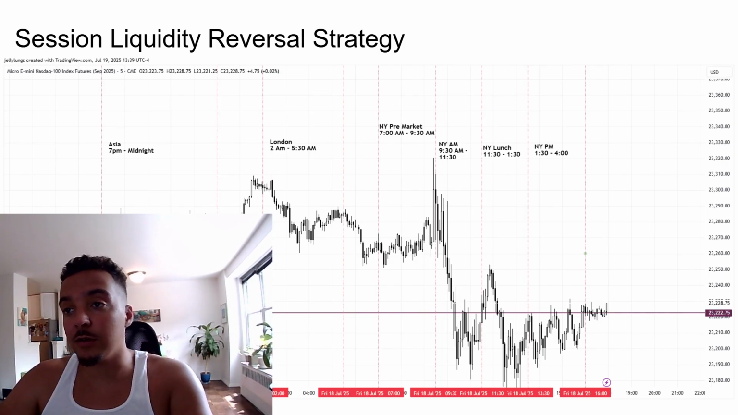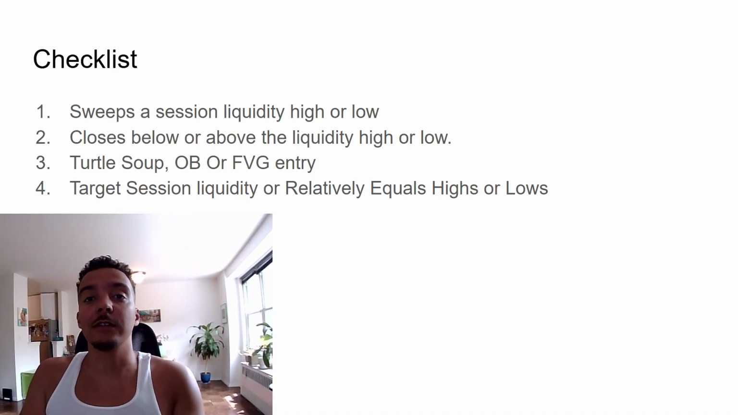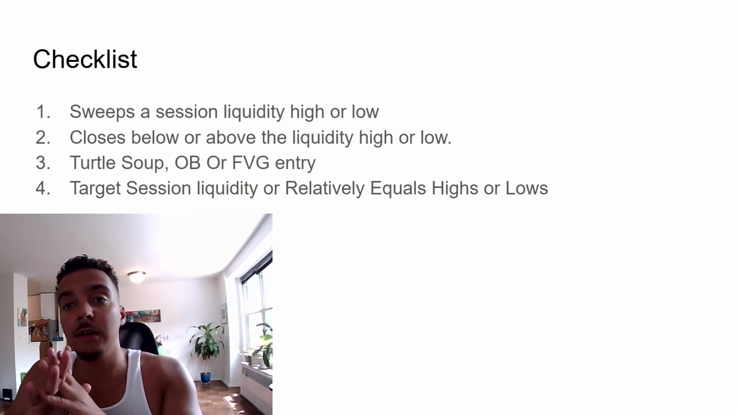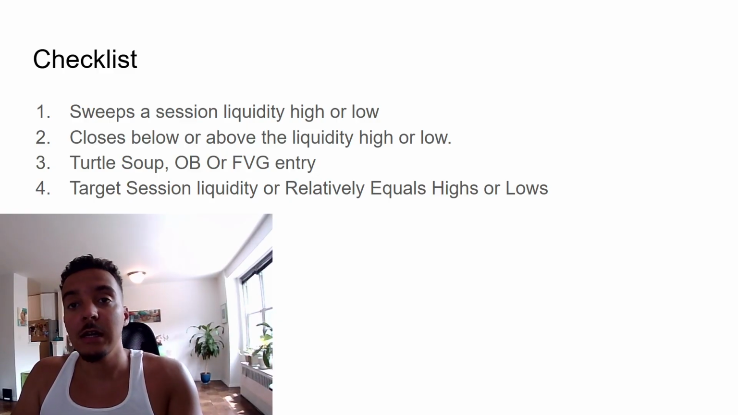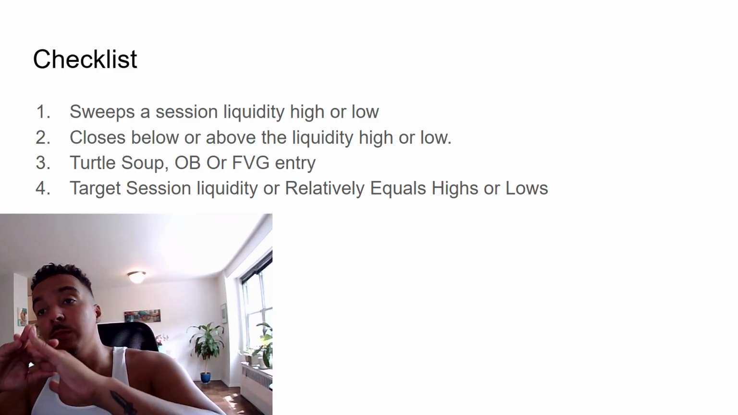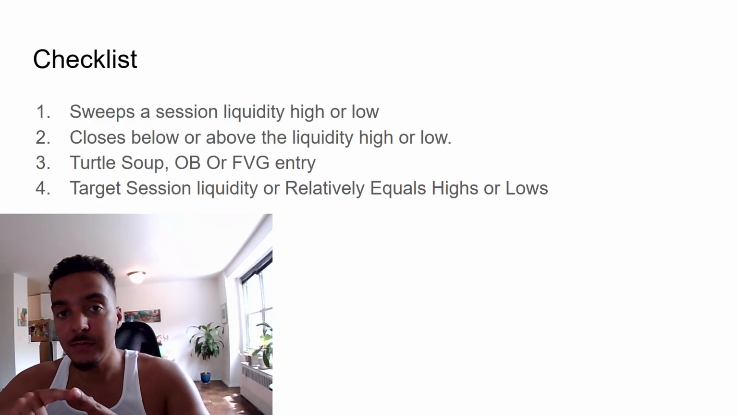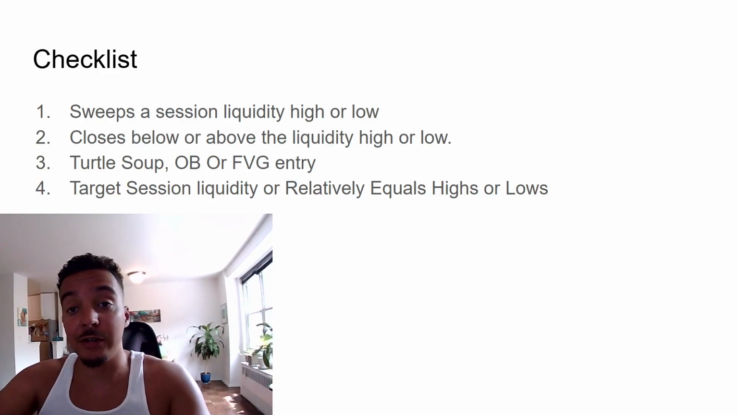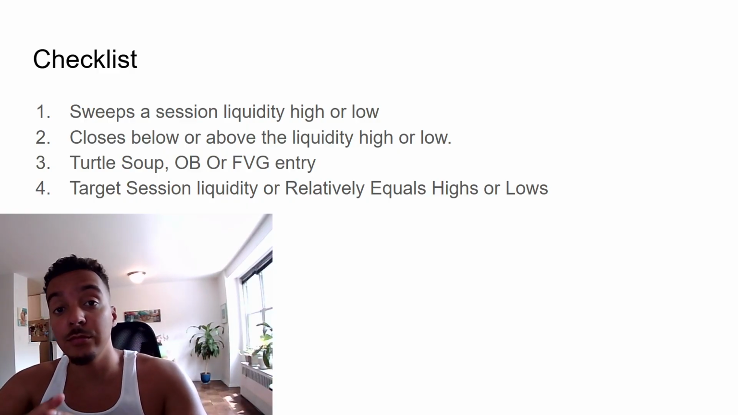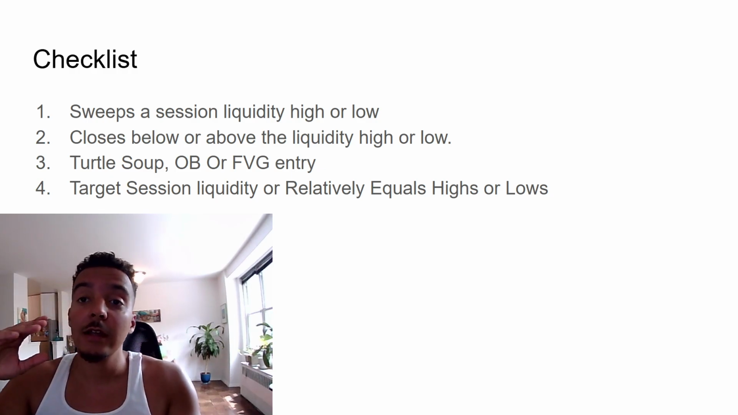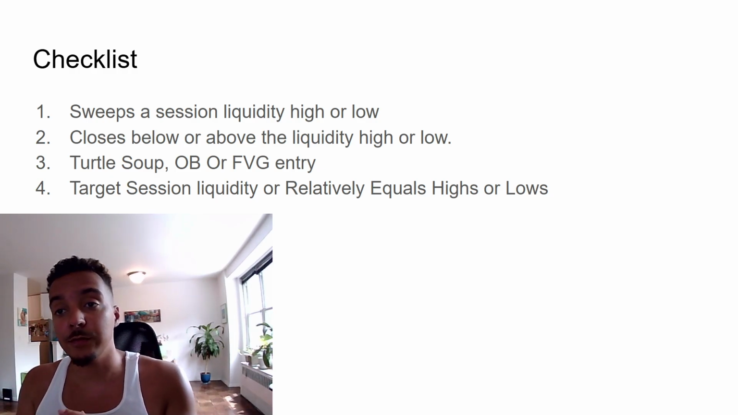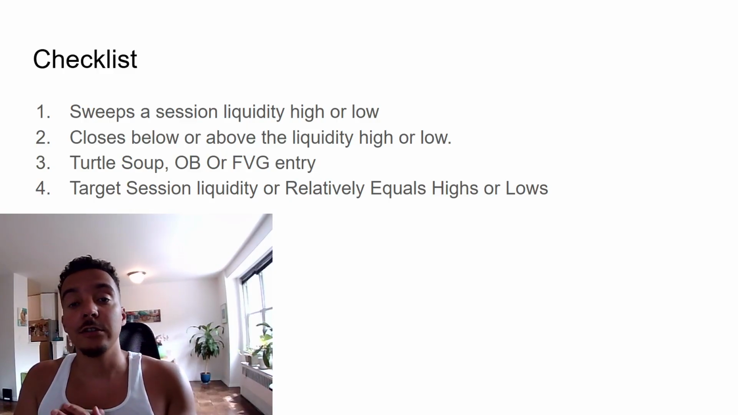Let's go. Next part. All right, checklist. So you would want a sweep of a session liquidity high or low, and a close below or above the liquidity high or low. I'm gonna show you an example. Our entry confirmations are either turtle soup, depending on what time, order block confirmation, or fair value gap entry. Your target is another session liquidity or relatively equal highs and lows in a session.